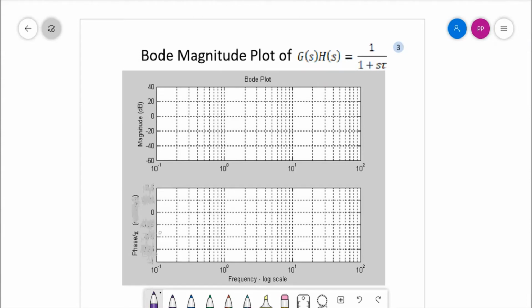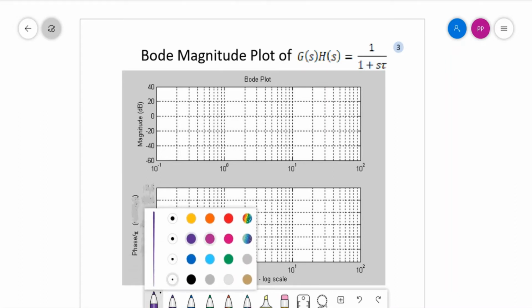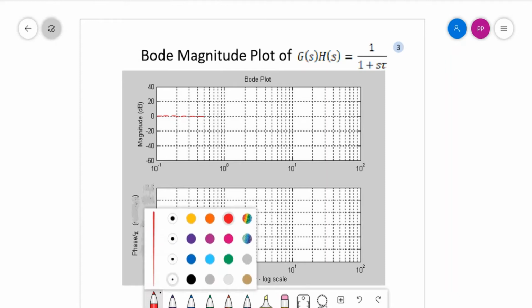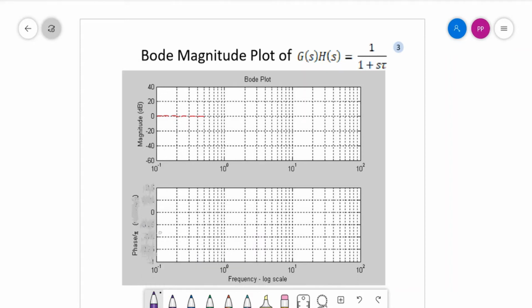Because initially we say that the magnitude is 0 decibels for a long time, we can draw it in this way. The first asymptote should come from 0 decibel, it should come like this. So here we have to check that the corner frequency between the two asymptotes has to be determined. So how can we determine the corner frequency between the two asymptotes?